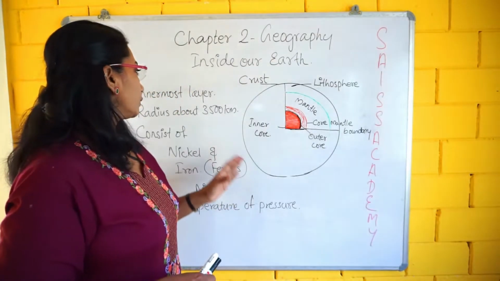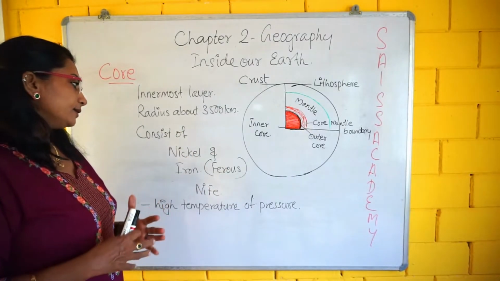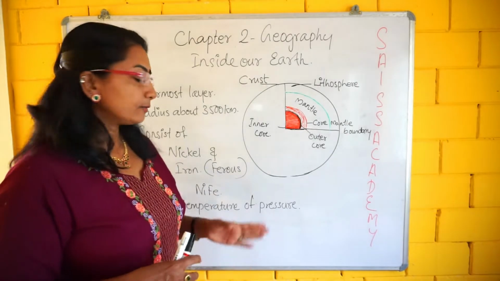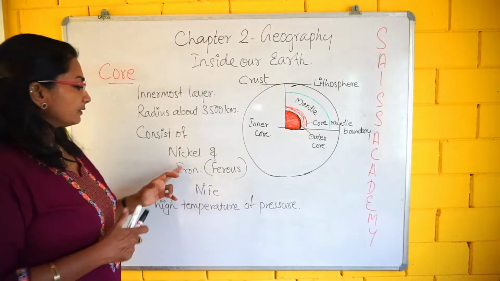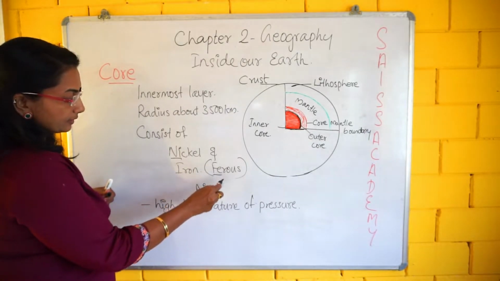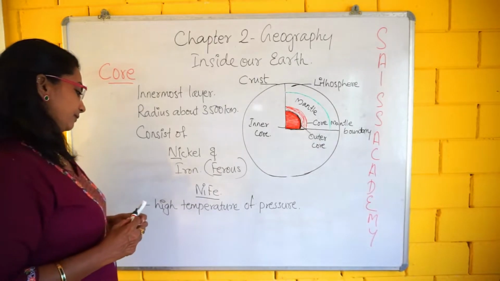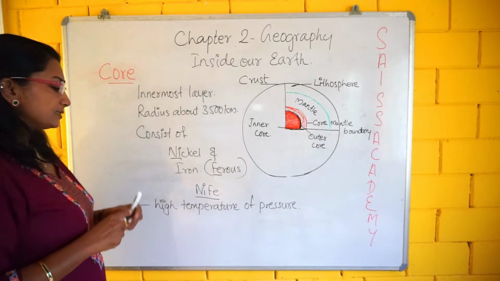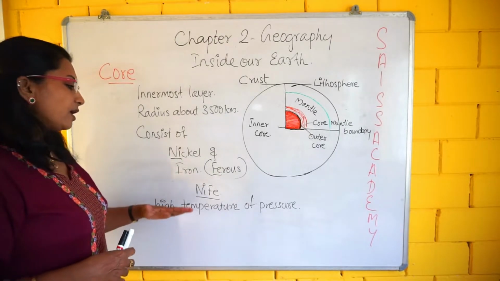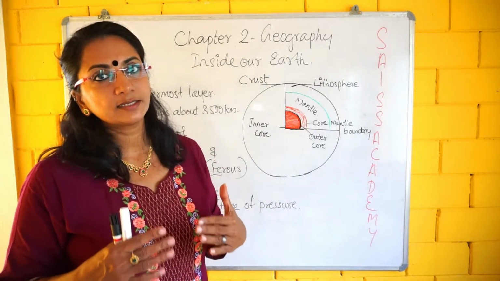Okay children, the core has a radius of about 3500 kilometers and it consists of nickel and iron, and the chemical name of iron is ferrous. So we are taking the Ni from nickel and Fe from ferrous, the iron. So we call this area Nife. And what is the other important thing that we can see there? This area has high temperature and pressure. High temperature and pressure exist in this core.